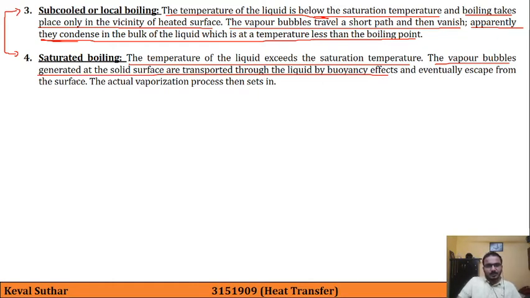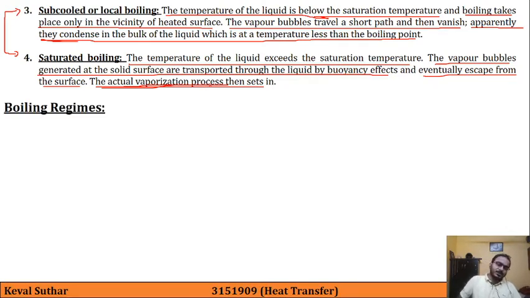So these vapor bubbles are transported along with the liquid and eventually they escape from the surface, and the actual vaporization process then sets in. So this is the exact way boiling happens in saturated boiling. That is, the temperature is higher, the vapor bubbles are generated, they are transported along with the liquid, and then they escape the surface. Now our next topic is boiling regimes.